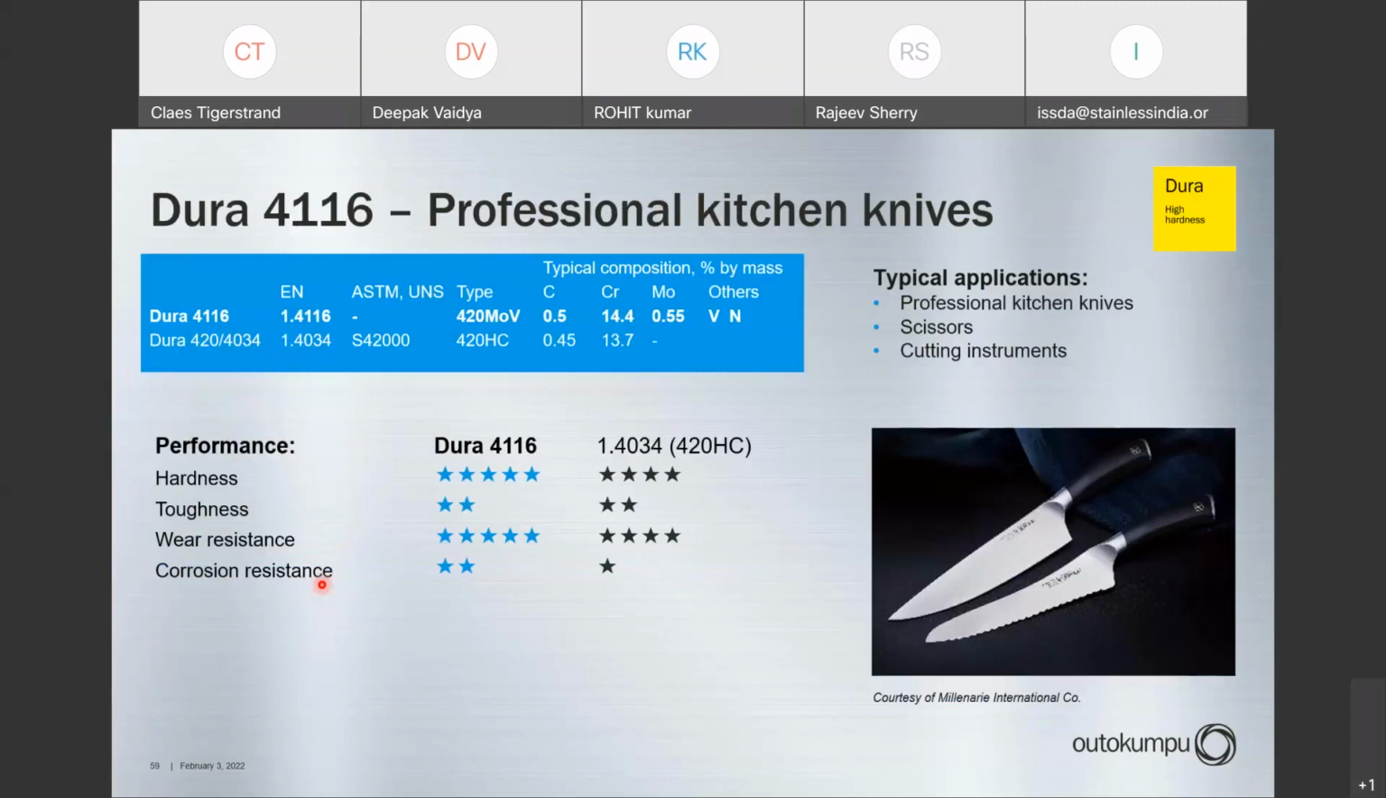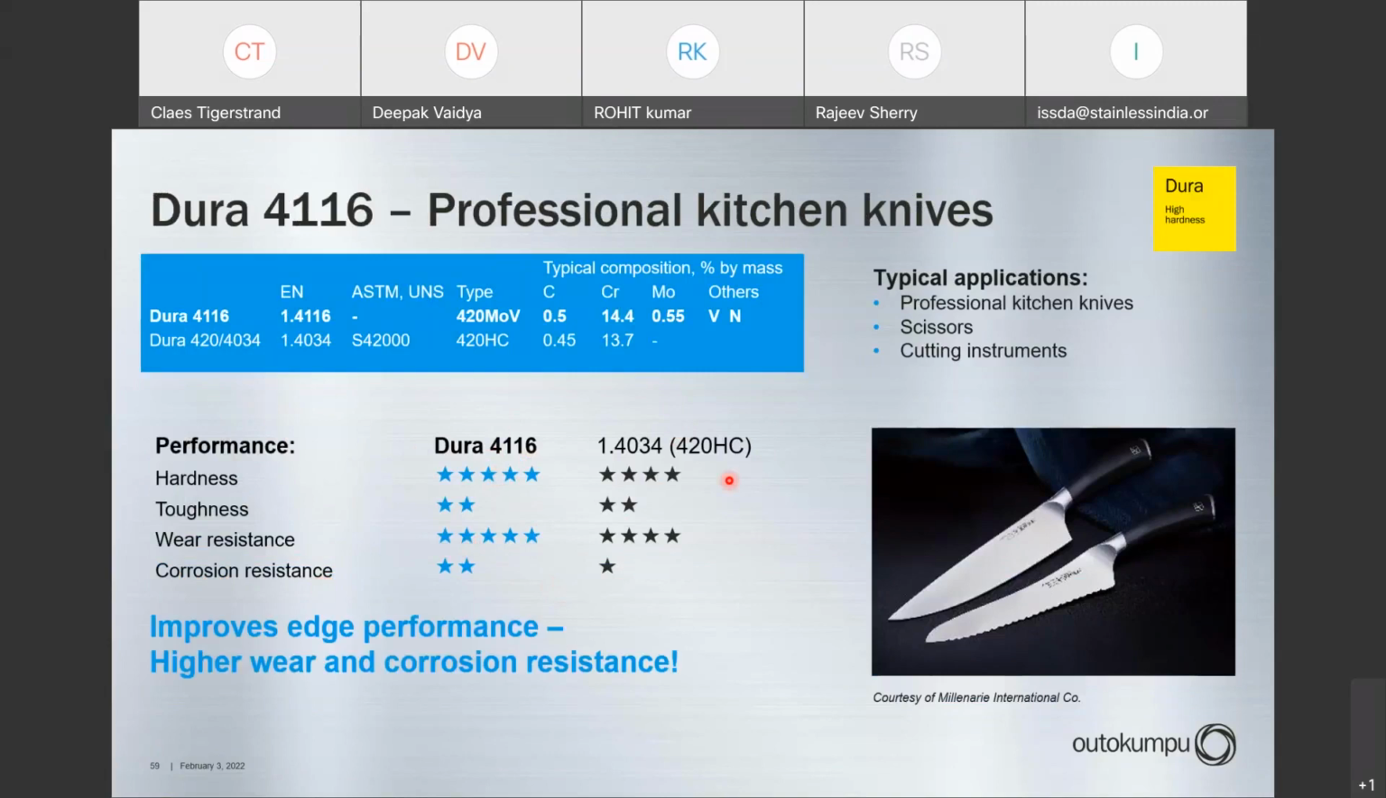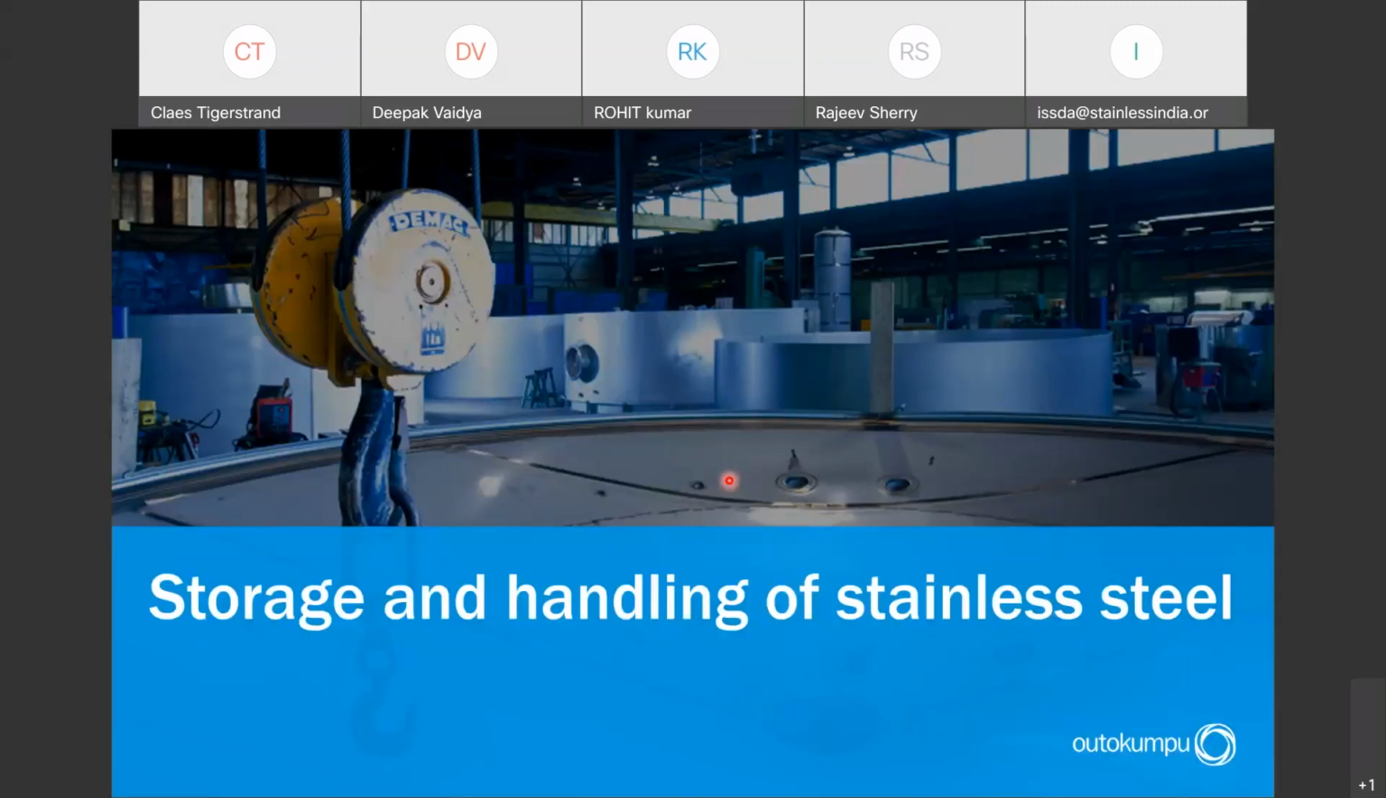For kitchen knives, of course, using a martensitic grade is what you want to do. We have a very interesting grade, 4116, which has both high corrosion resistance and high hardness and edge, with better performance than the more common 420 type of grade. So that is something interesting about using martensitic grades for kitchen knives.